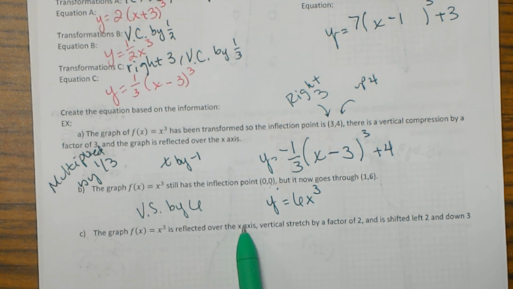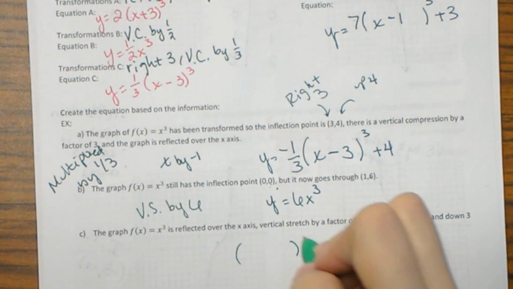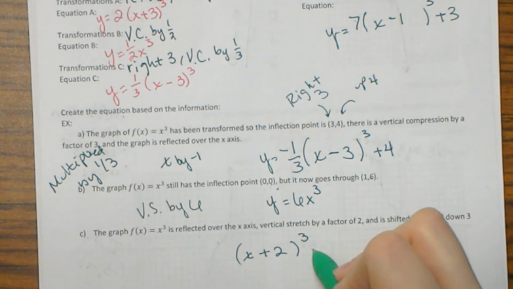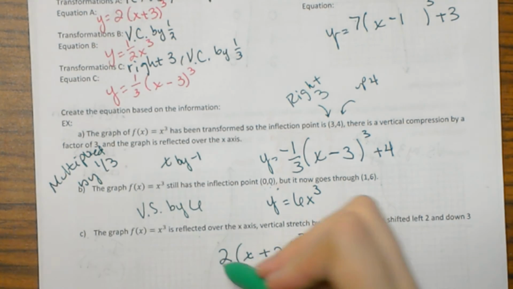So C says there was a reflection over the x-axis, a vertical stretch by 2, and it went left and it went down. So I'm going to say it went left, it went down. And the stretch I multiply by 2, the reflection is negative.